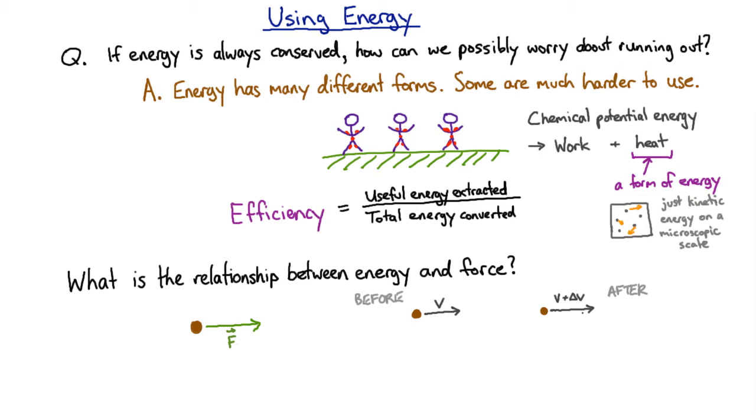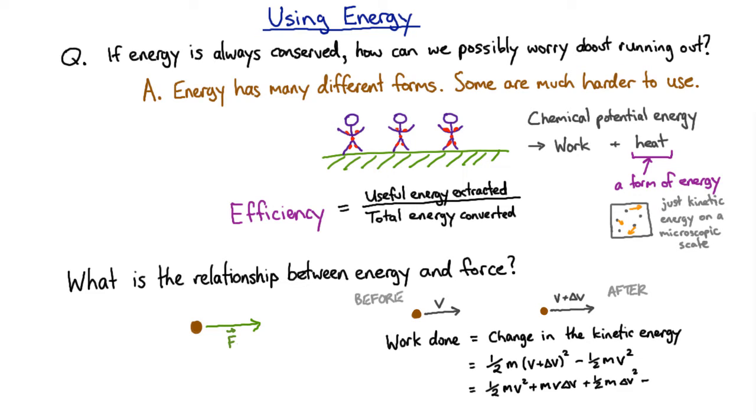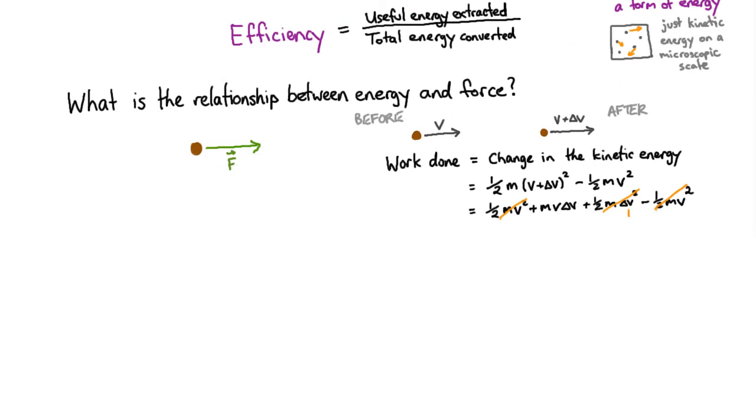And we're going to look at the work done, and that's going to be the change in the kinetic energy. We know the relationship between the kinetic energy of a particle and its velocity. It's just a half times the mass of the particle times its velocity squared. After it's had some acceleration, it's going to be going a little bit faster. Let's expand out that bracket. And of course, those two things cancel. We can also ignore this, because as we make delta v smaller and smaller compared to v, then this term is going to be increasingly small compared to the other term. So we can neglect it, because we can make delta v as small as we like until we're happy with that approximation.